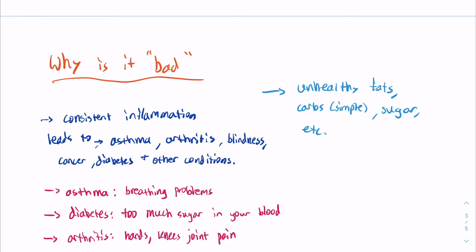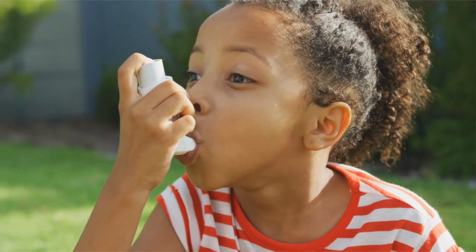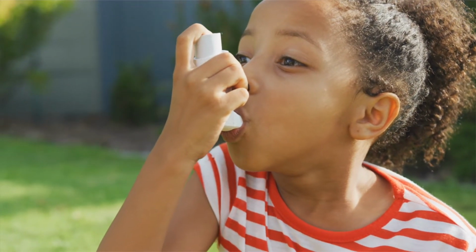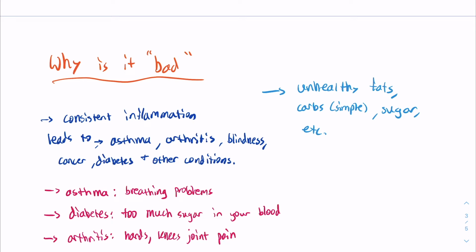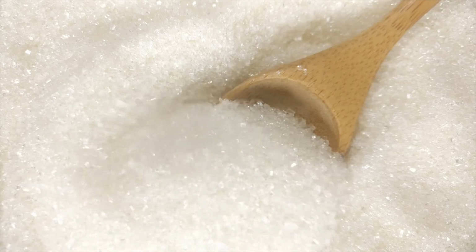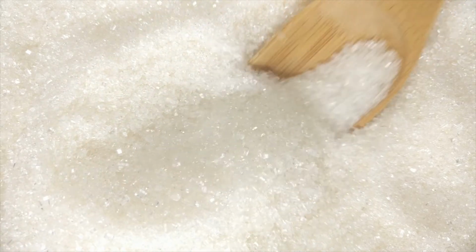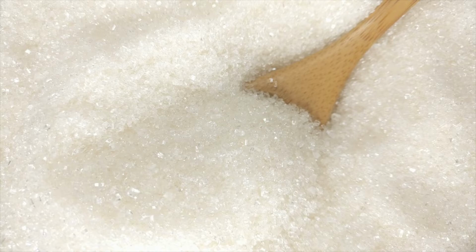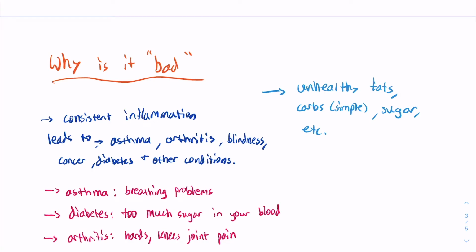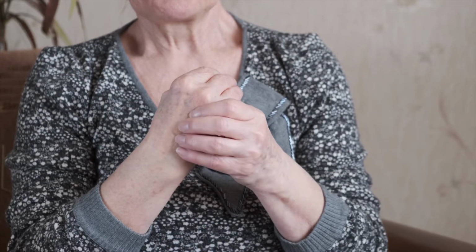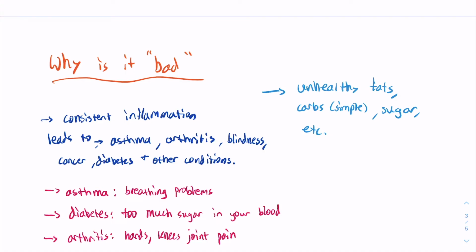So why can inflammation be bad? Well, constant inflammation leads to things like asthma, which gives us a lot of breathing problems. I had asthma when I was younger, and a lot of people have it. You need the inhaler and other things like that. It can lead to things like diabetes, which is just having too much sugar in your blood, which can really destroy your organs and a bunch of different things that aren't good for you. It can also lead to things like arthritis, which is a fancy word for some pain in your joints, your wrists, your knees. This is what bad inflammation does.